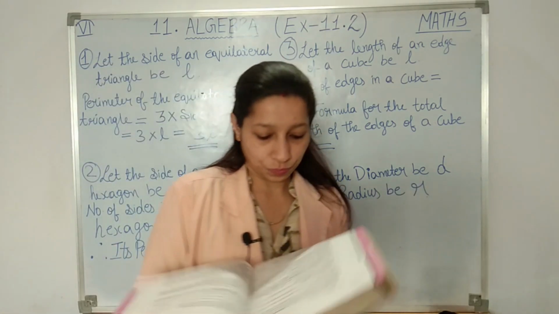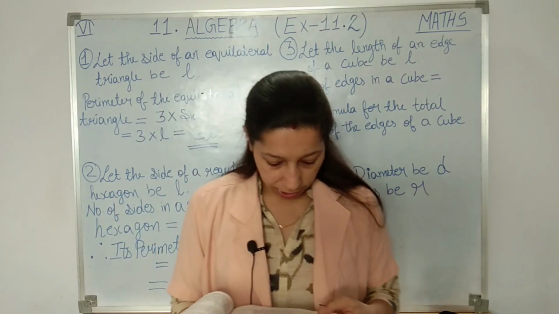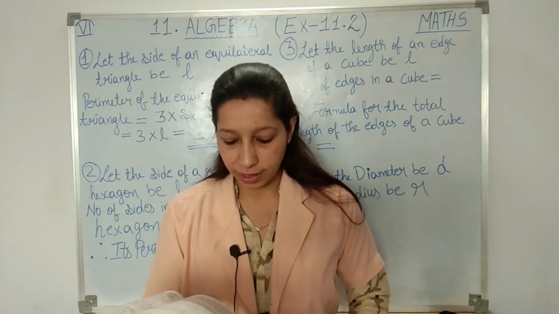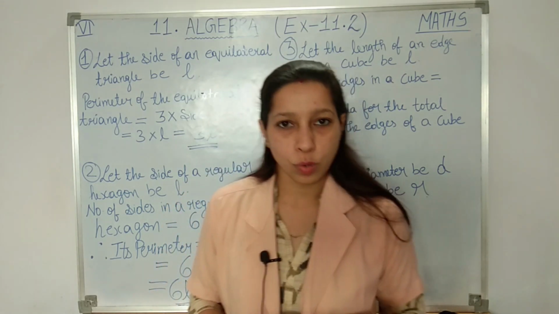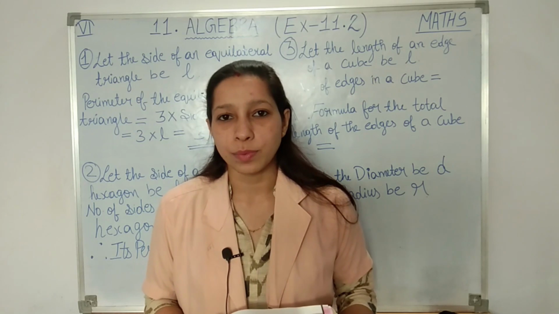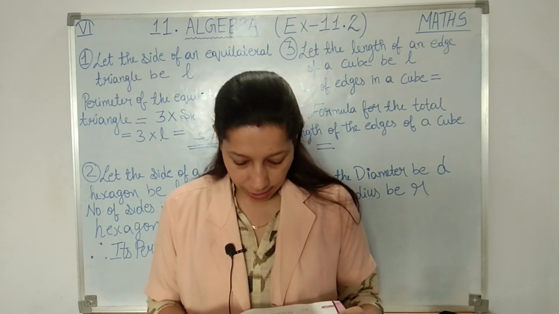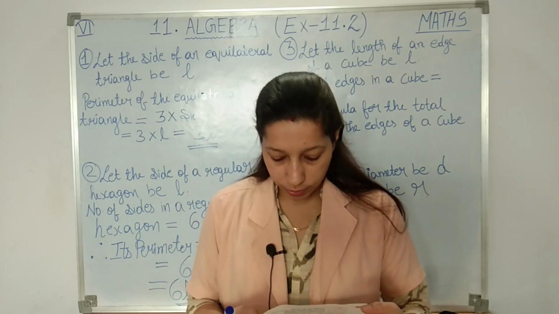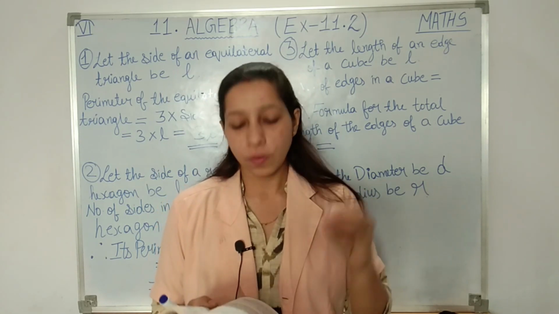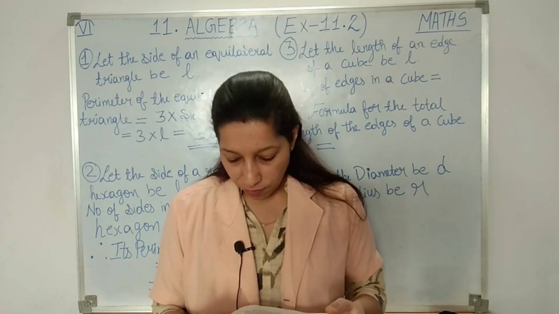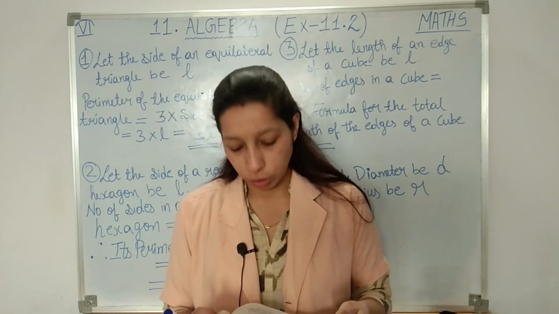Question number 3. A cube is a 3-dimensional figure as shown in figure 11.11. It has 6 faces and all of them are identical squares. We have already studied solid shapes, so the cube is already clear to us. Then the length of an edge of the cube is given by L. Edge means side. So here the length of each side of the cube is given by L. Find the formula for the total length of the edges of the cube.